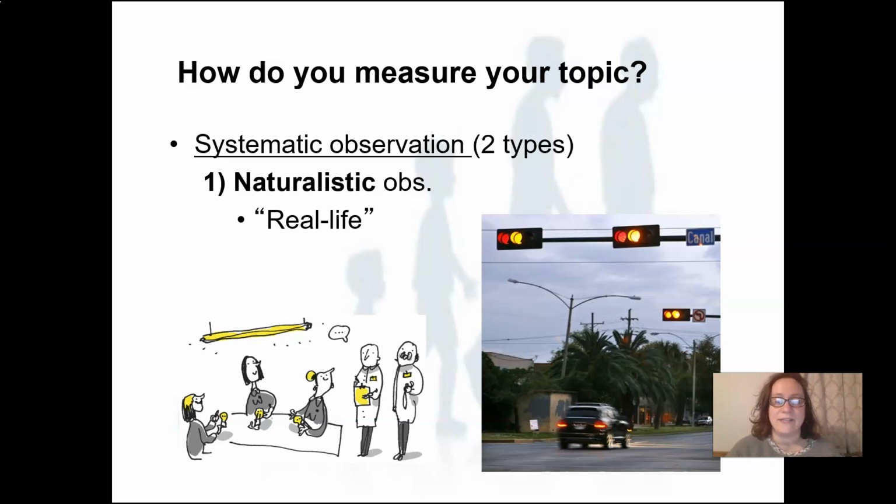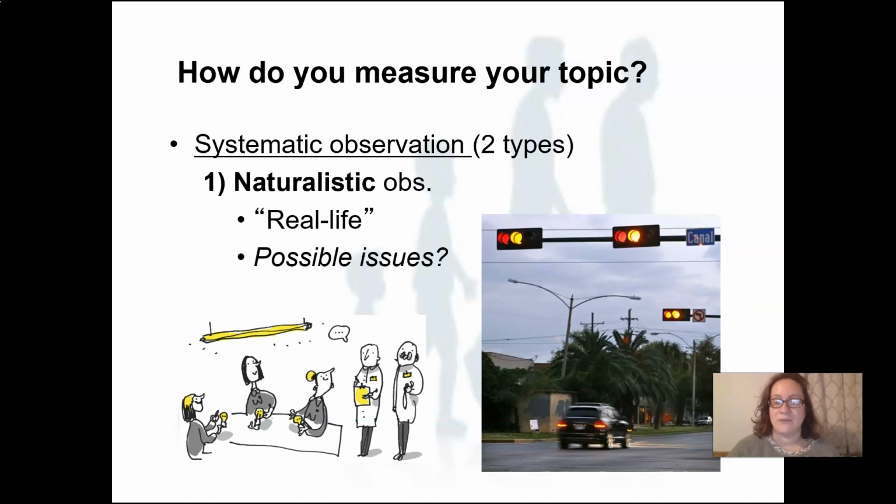One way we can do this is naturalistic observation, and we just go watch people in real life. One thing I did in college to help with research that a professor was doing at ODU was stand out on the street corner and watch people run red lights. And then I would record this with this little device that I held. It was just watching people live their lives.